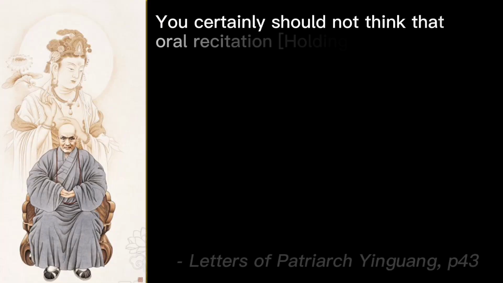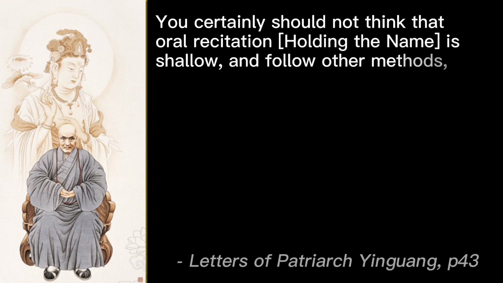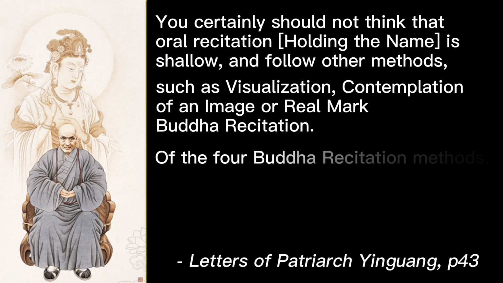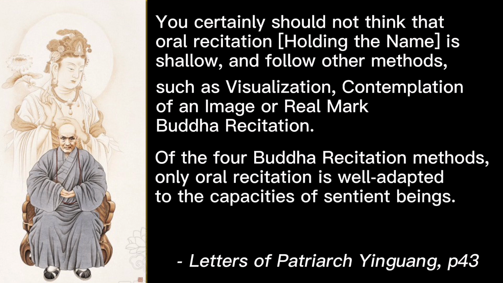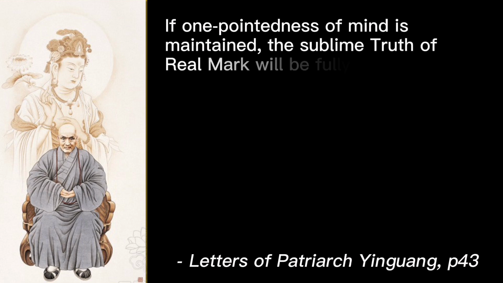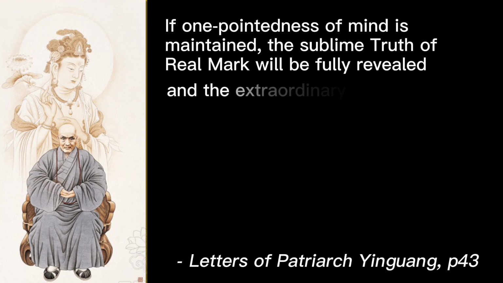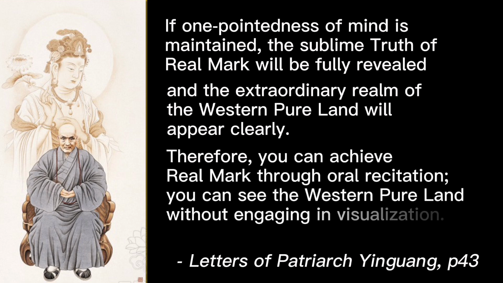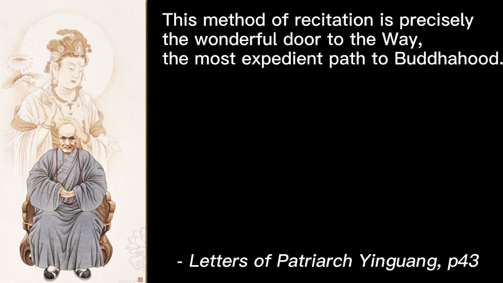You certainly should not think that oral recitation, holding the name, is shallow and follow other methods such as visualization, contemplation of an image or real mark Buddha recitation. Of the 4 Buddha recitation methods, only oral recitation is well adapted to the capacities of sentient beings. If one-pointedness of mind is maintained, the sublime truth of real mark will be fully revealed, and the extraordinary realm of the Western Pure Land will appear clearly. Therefore, you can achieve real mark through oral recitation. You can see the Western Pure Land without engaging in visualization. This method of recitation is precisely the wonderful door to the way, the most expedient path to Buddhahood.